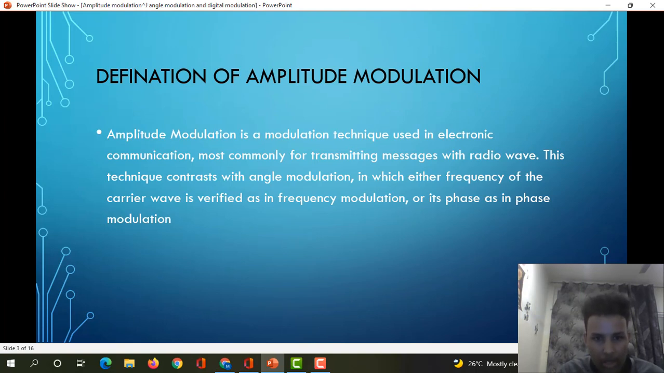Amplitude modulation is a modulation technique used in electronic communication, most commonly for transmitting messages with radio wave. This technique contrasts with angle modulation, in which either the frequency of the carrier wave is varied, as in frequency modulation, or it is phased, as in phase modulation.